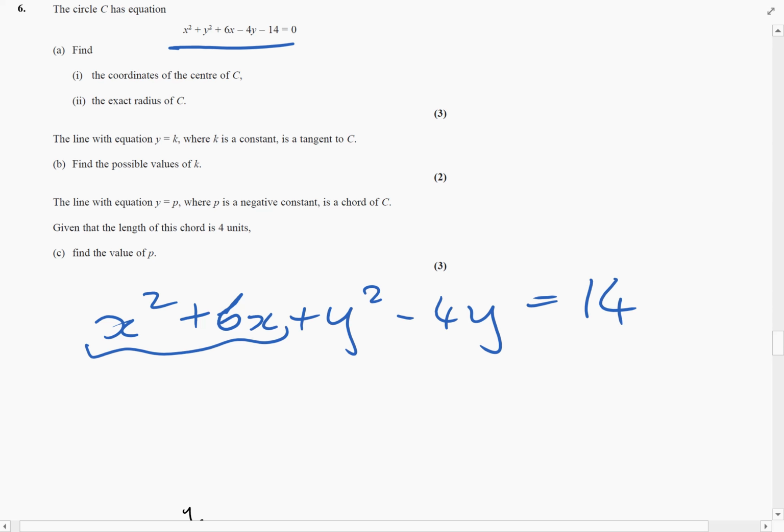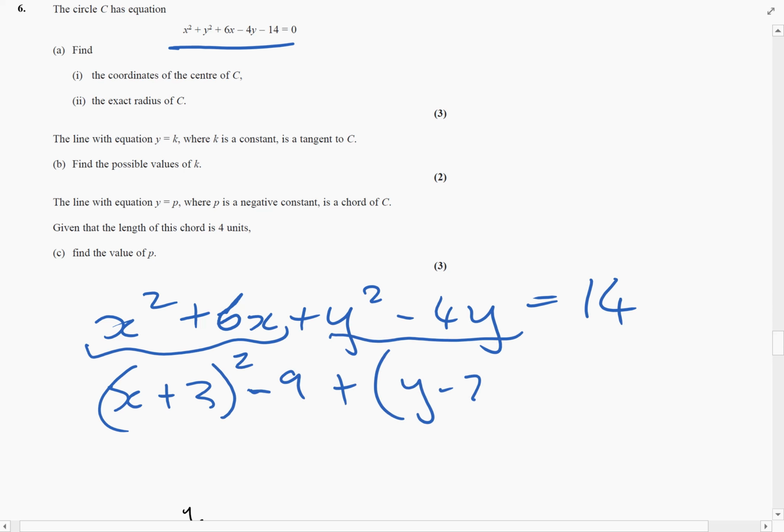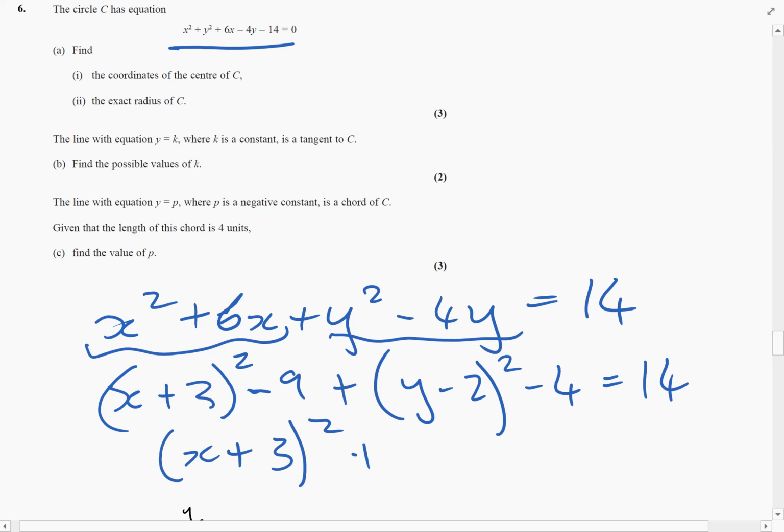So complete the square for the x's. It's going to give you x plus 3 squared minus 9. Complete the square for the y's. It's going to give you y minus 2 squared minus 4. And move all the constants to the right hand side. And we've got the more helpful form for the equation of a circle, equals 27.